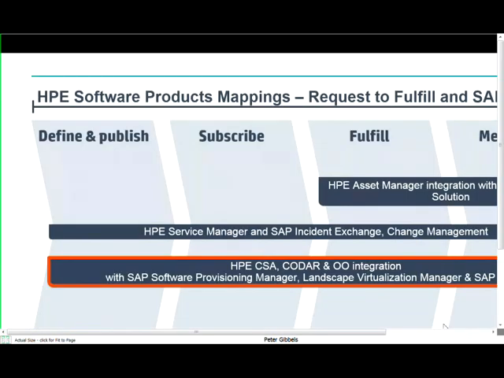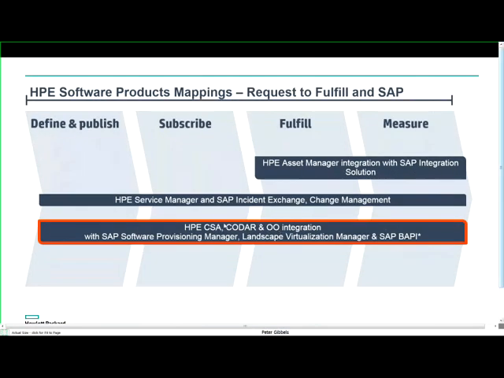In that regard, I talk about how you define and publish, how you can subscribe, fulfill and measure. I will mainly talk about operation orchestration in the context of our cloud service automation in combination with certain SAP tools. Software Provisioning Manager is one of the tools, then Landscape Virtualization Manager and SAP BAPIs, and I come to that in a minute. There are other integrations, as you see here as well, for example also asset management, which is important for the automation space, but I don't cover that today.